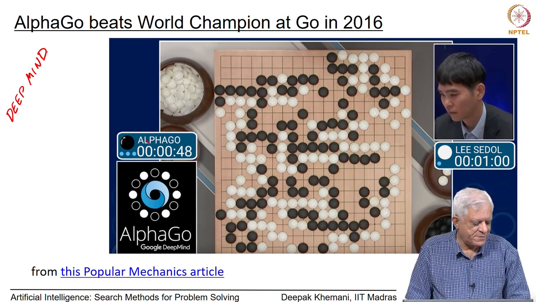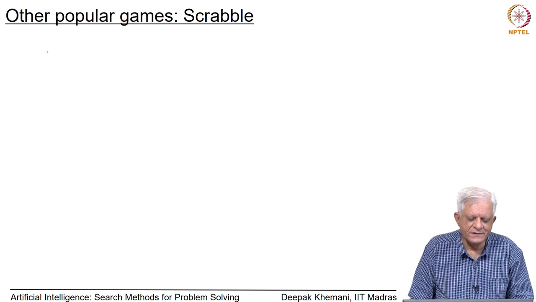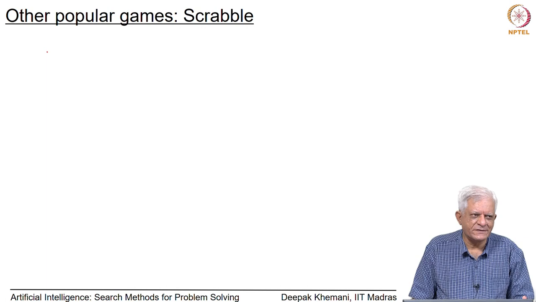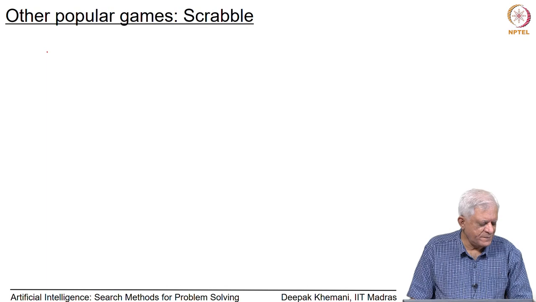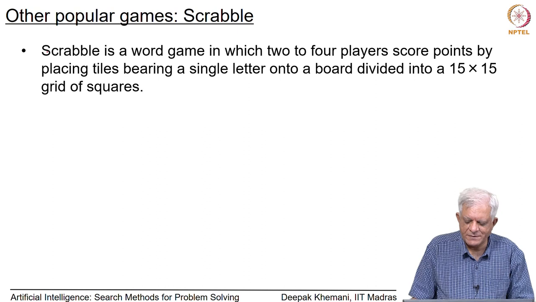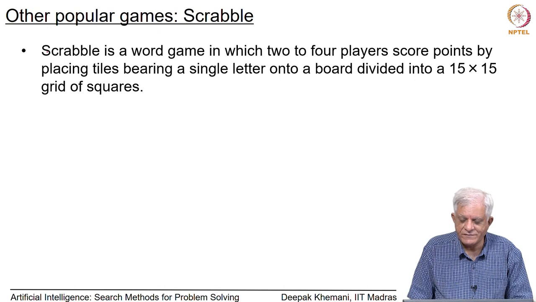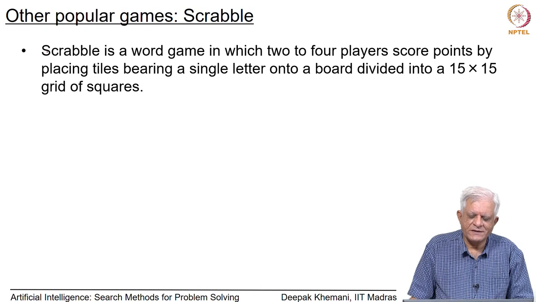Let's quickly look at some other games, which are also popular games. We start with Scrabble. So, you must be familiar with Scrabble. It's a word game in which you get 7 letters from a pile of letters, and then you have to keep adding words to the board somewhat like in a crossword fashion, and it's a very popular game. So, 2 or 4 players can play the game, and they score points by placing tiles bearing a single letter on a board which is 15 by 15. But you can't place a tile anywhere, you can only place it next to an existing word.